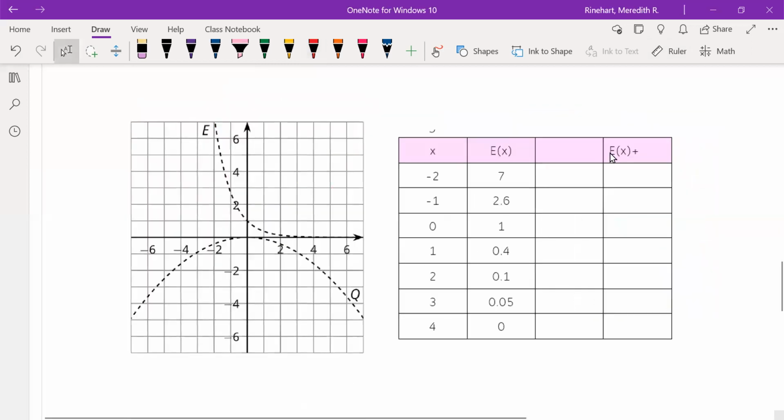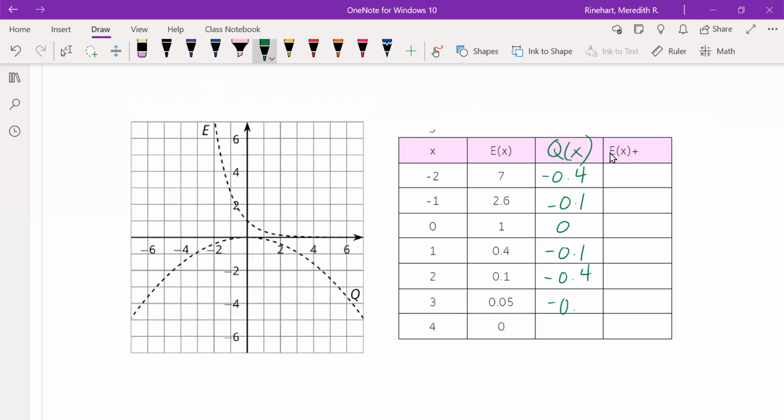Continuing on to the last one, we have Q. Again, this is a quadratic, but this is a reflected quadratic. So it's facing downwards. We've got negative 0.4, negative 0.1, 0, negative 0.1, negative 0.4, negative 0.95, and then negative 1.6. So when we combine these together for our new function, e of x plus Q of x, you get 6.6, 2.5, 1, 0.3, negative 0.3, negative 0.9, and then negative 1.6.